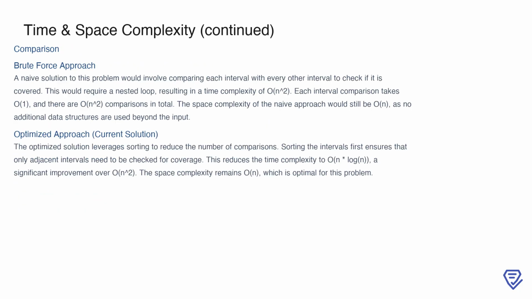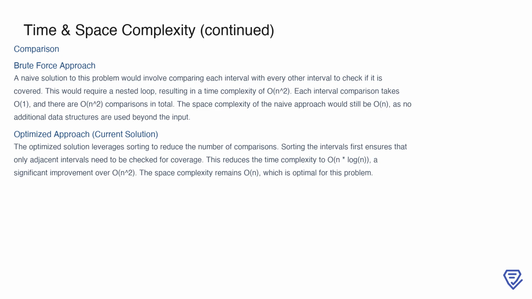When comparing this optimized approach to a brute force solution, the differences become clear. The naive approach involves comparing each interval with every other interval to determine if it is covered. This requires a nested loop, where the outer loop iterates over all n intervals, and the inner loop performs n comparisons for each interval. This results in a time complexity of O(n squared). On the other hand, the space complexity of the brute force approach remains O(n), as no additional data structures are used beyond the input. In contrast, the optimized solution significantly reduces the time complexity by leveraging sorting.